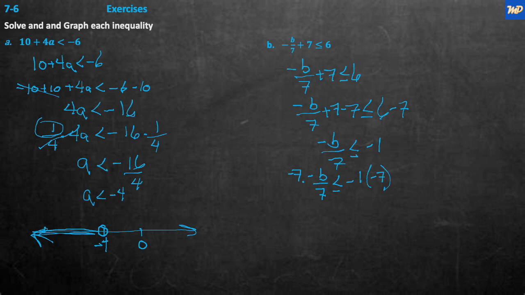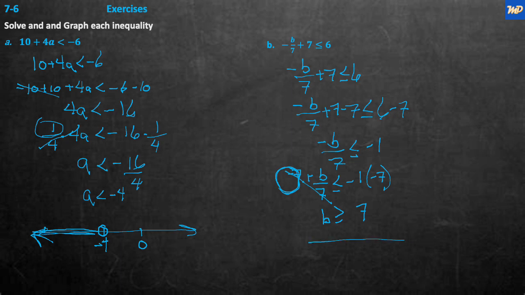Okay, so now these cancel. The negative sign cancels. We have b is greater than or equal, because we multiplied by a negative right here, that negative 7. So we're now switched, and we end up with a 7, because minus 1 times minus 7 is 7. So b is greater than or equal to 7.